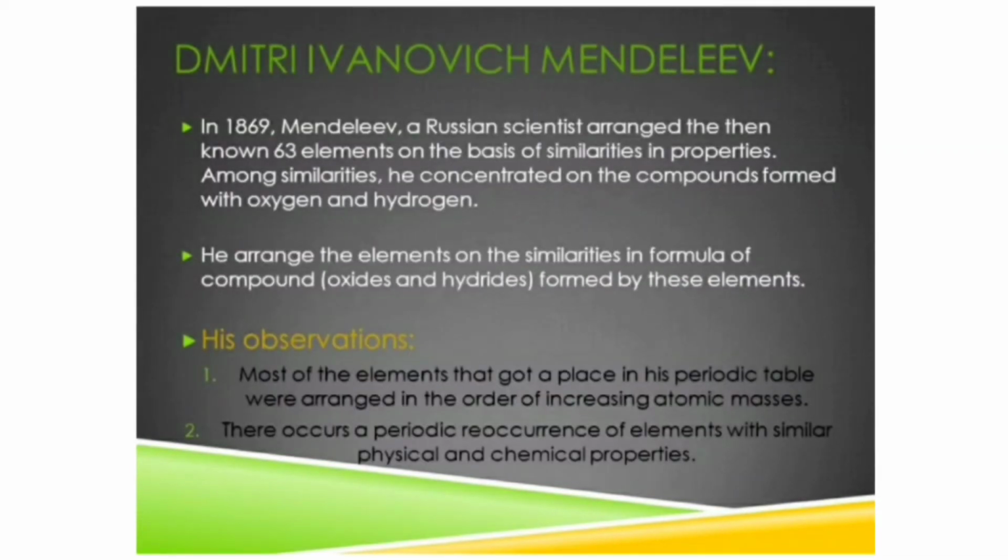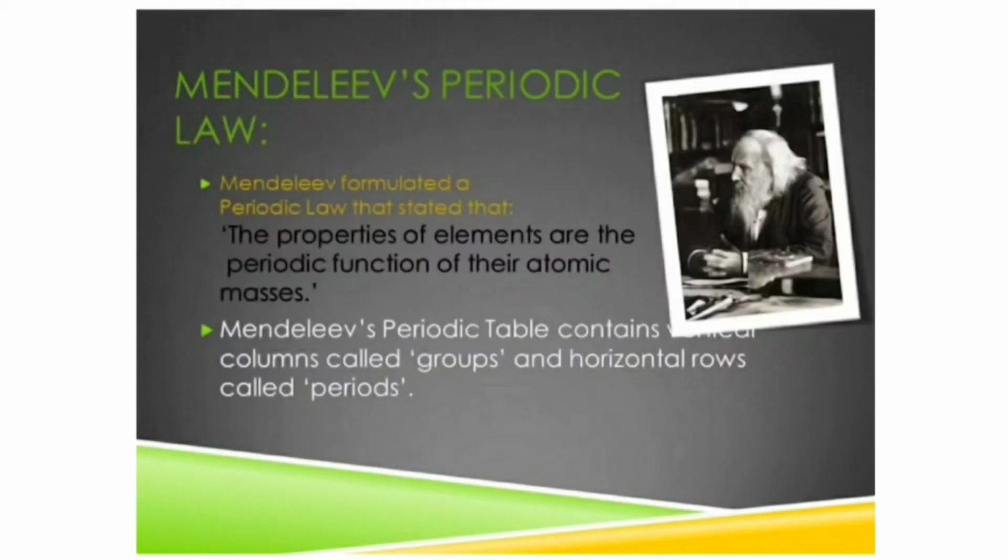Dmitri Ivanovich Mendeleev. In 1869, Mendeleev, a Russian scientist, arranged the known 63 elements on the basis of similarities in properties. Among similarities, he concentrated on the compounds formed with oxygen and hydrogen. He arranged the elements on similarities in formulae of the oxides and hydrides formed by these elements. His observations: most of the elements that got a place in his periodic table were arranged in order of increasing atomic masses. There occurs a periodic recurrence of elements with similar physical and chemical properties.